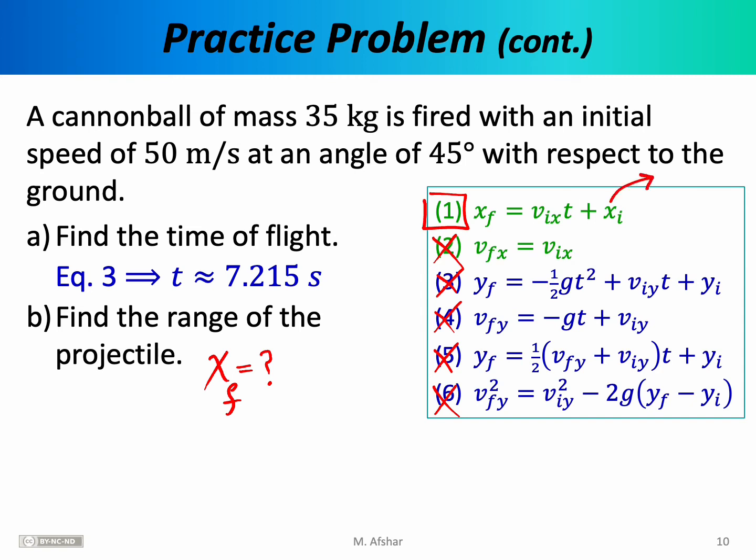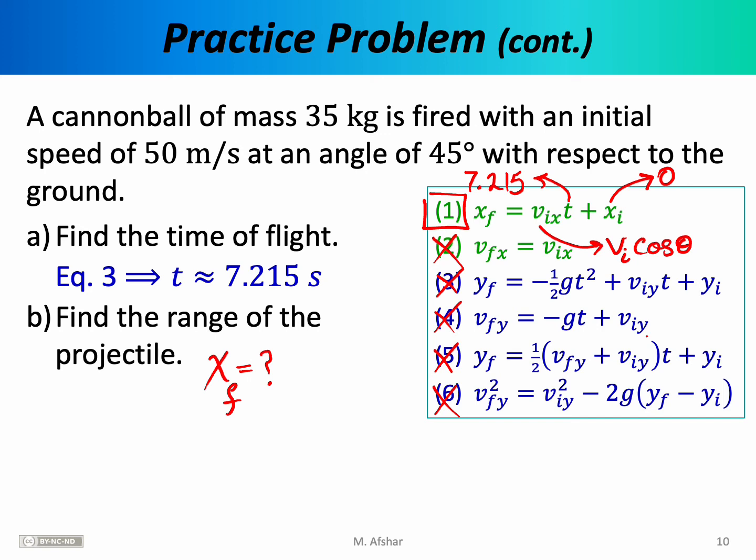I know what x initial is. I'm going to plug in 0 for that. I know what v initial in the x direction is. This is going to be v initial times cosine of theta. Before we were talking about Viy, now we're talking about Vix. In the x direction, we have to use the cosine of the angle. In the y direction, we have to use the sine of the angle. Once again, Vi is given to us, that's 50. Theta is given to us as 45 degrees. And we know what t is. t is our answer from part A of this problem. This is going to be 7.215 seconds, approximately.